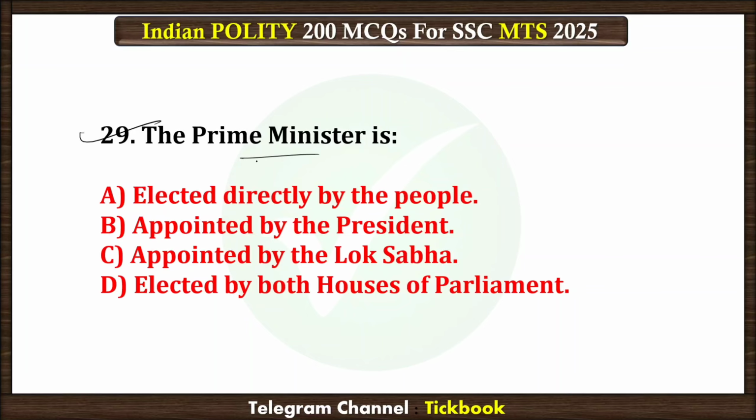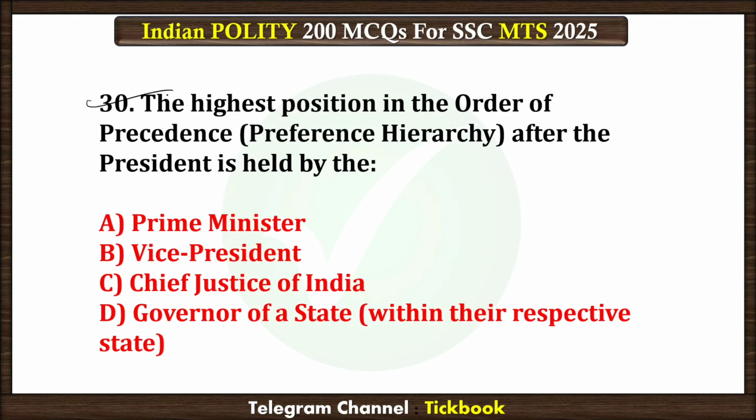29. The Prime Minister is. Option number B, appointed by the President. 30. The highest position in the order of precedence after the President is held by the. Option number B, Vice President.